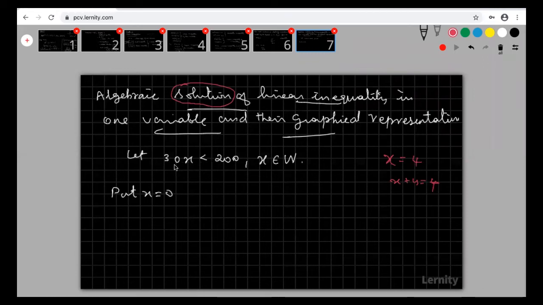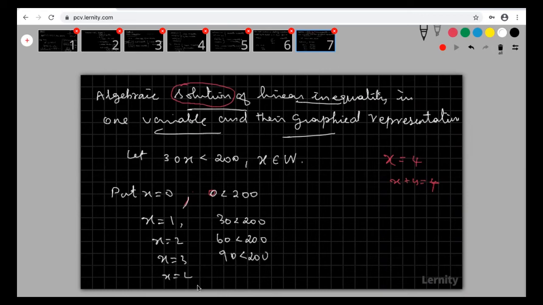First of all, I am considering this inequality, 30x less than 200. My x belongs to whole numbers. Whole numbers start with 0. So put x is equal to 0. What happened? This is 0 less than 200. Okay, put x is equal to 1: 30 less than 200. Put x is equal to 2: 60 less than 200. Put x is equal to 3: 90 less than 200. Put x is equal to 4: 120 less than 200.